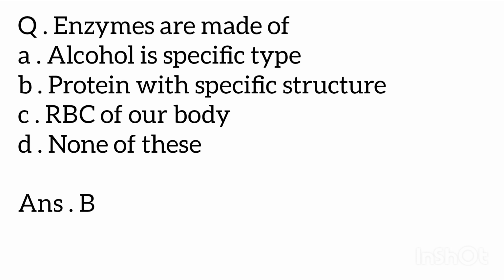Next question. Enzymes are made of option A, alcohol specific type. Option B, protein with specific structure. Option C, RBC of our blood. Option D, none of these. So the answer of this question is option B, protein with specific structure.